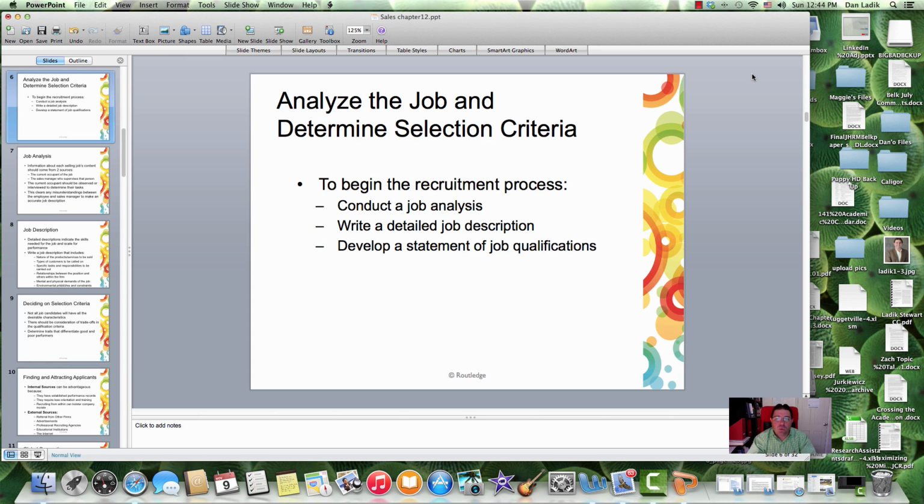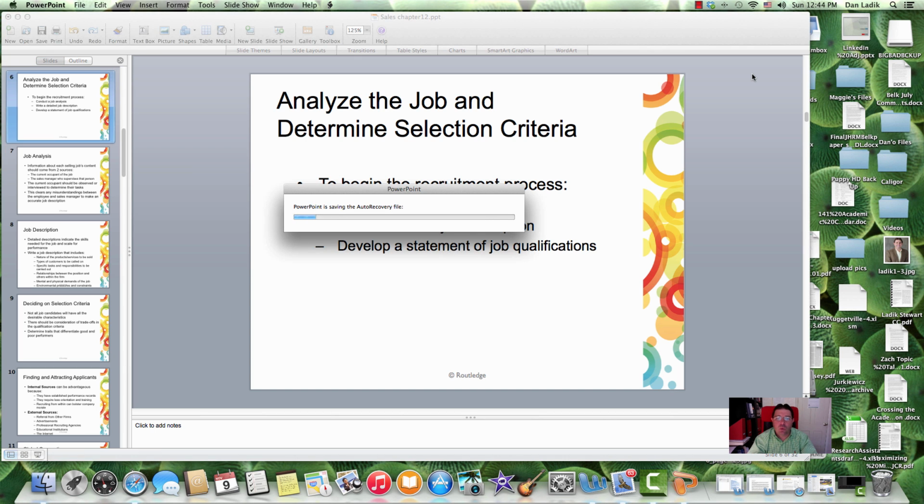So, once we have a policy set, then we got to figure out, okay, how are we going to get this rolling here? So we might want to conduct a job analysis, meaning what PowerPoint is automatically saving. Isn't that great?